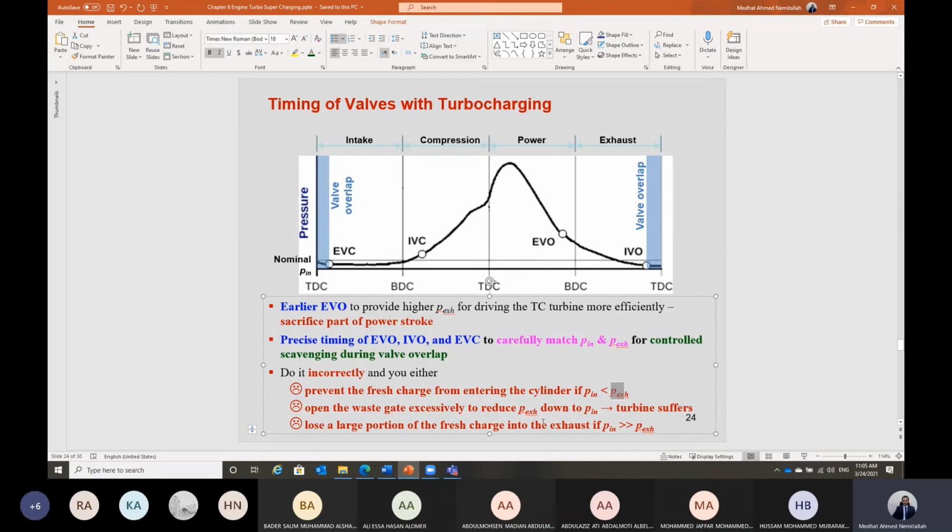And the engine will stop. But what will happen, Shabab, if the intake pressure is too high? The turbocharger is very powerful in this case. What will happen when the intake pressure is much higher than the pressure inside the cylinder during the overlap period, when both intake and exhaust valves are open? What will happen in this case, Shabab?